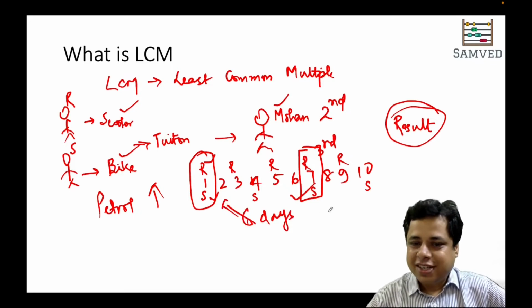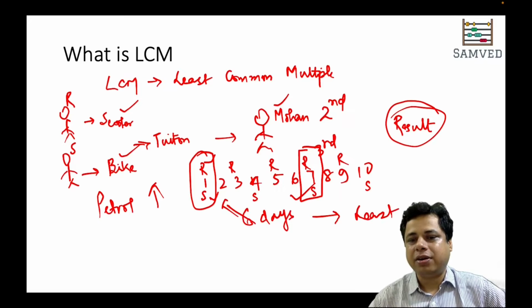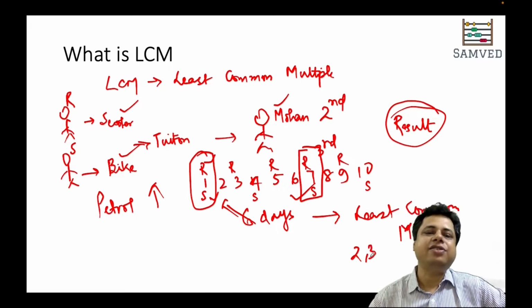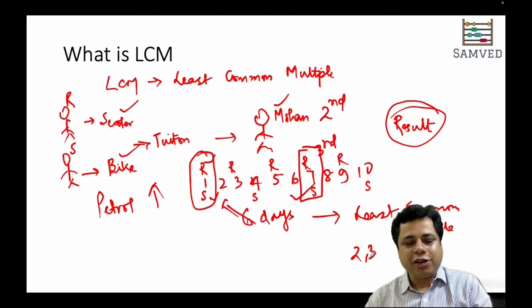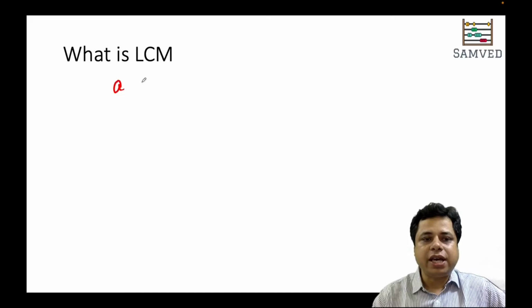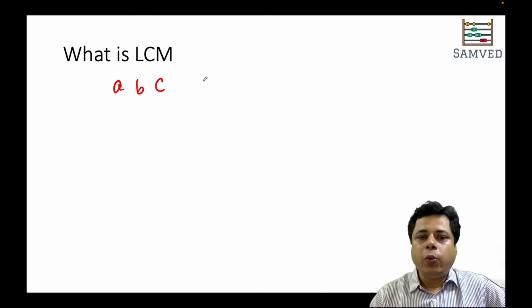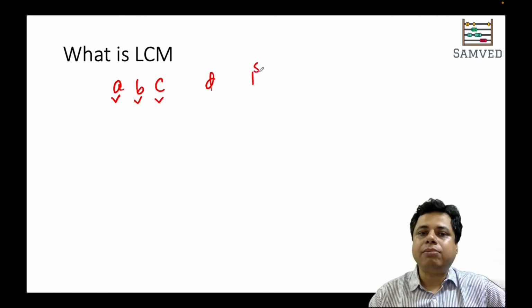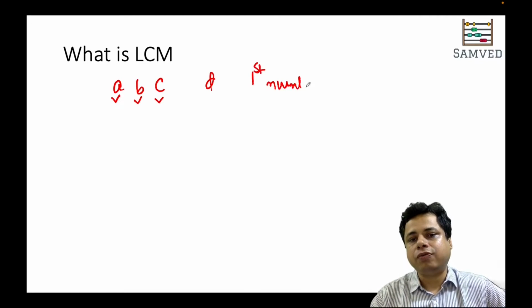You know what this is? This is the least common multiple of 2 and 3. It's very simple. So what does least common multiple actually mean? That if you are given a set of numbers A, B and C, what is that number D which can be divided by all these three, A, B and C, and is the first number on the number line to do so. First number on the number line.